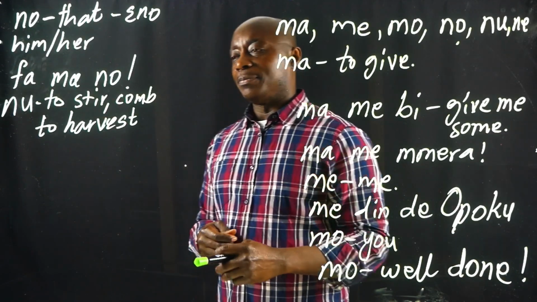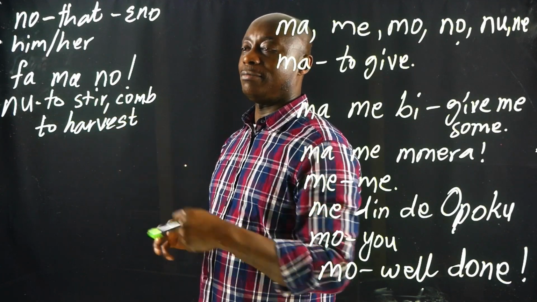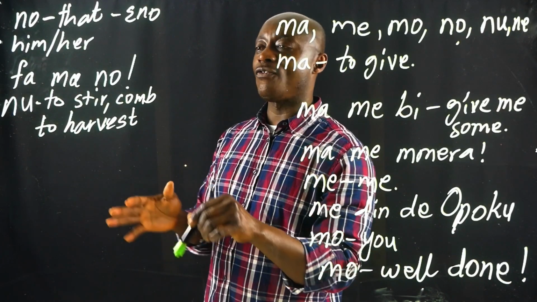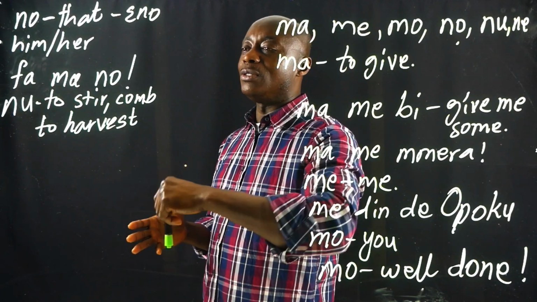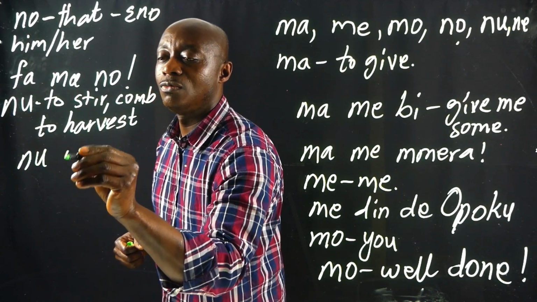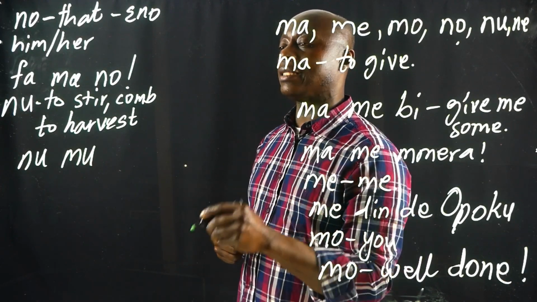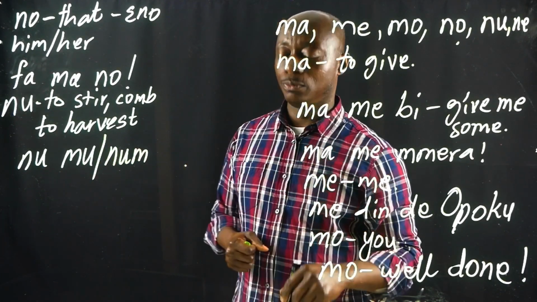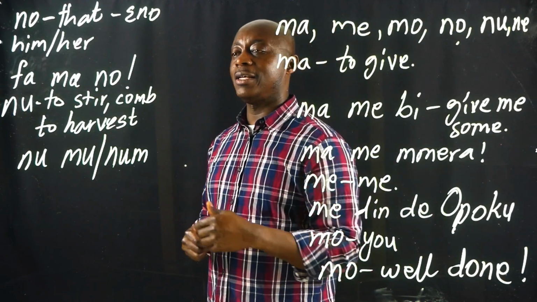So let us explain. Nu, it could mean, as I've told you, to stir. So if you have some porridge and it's hot and you want it to cool fast, what you do is to stir it. So in Twi we say numu. So we say nu, mu. That is stir it. And some people can also say this for short. Num. That is stir it.